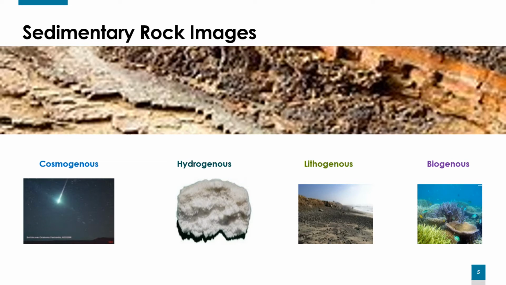The next example is of lithogenous, which is material derived from erosion of other rocks, typically from continental sources. So you're seeing pieces of rocks on the floor close to the ocean, which is basically coming from continental sources. And then we have biogenous, which is material formed from the accumulation of remains of living organisms. And here you're seeing in the ocean just different sea life that assist in creating those types of rocks.